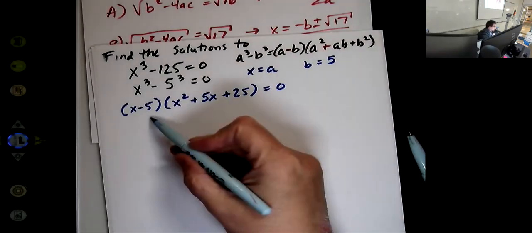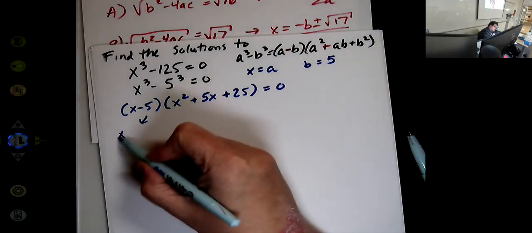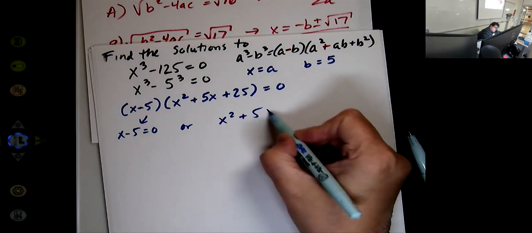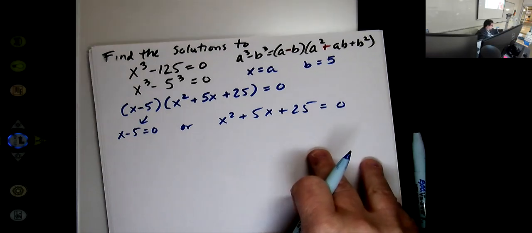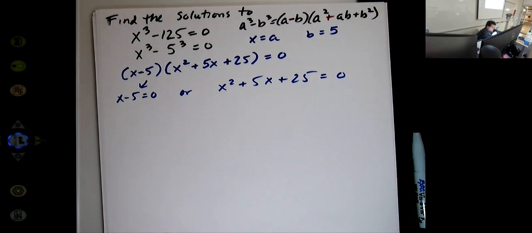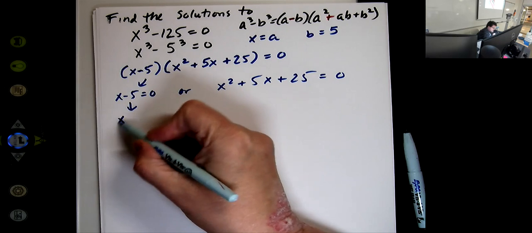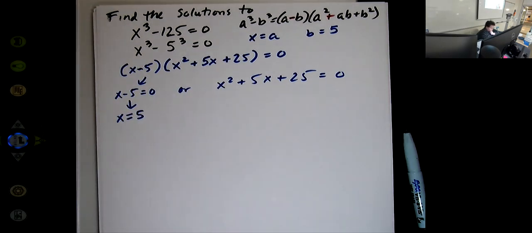So I've got two things multiplied together that equal 0. They separately have to equal 0. That one gives us a nice simple x equals 5 when you add 5 to both sides. This one's a little more work.